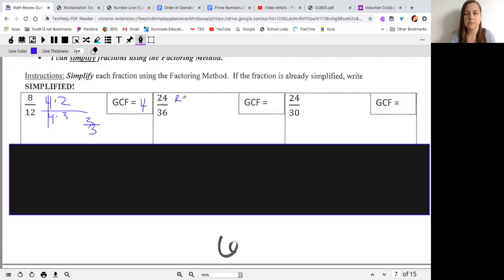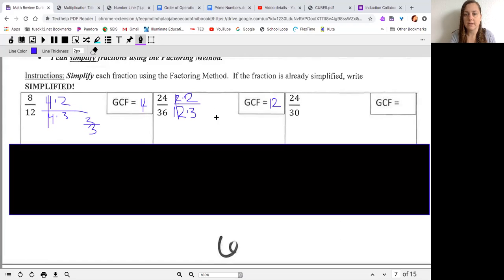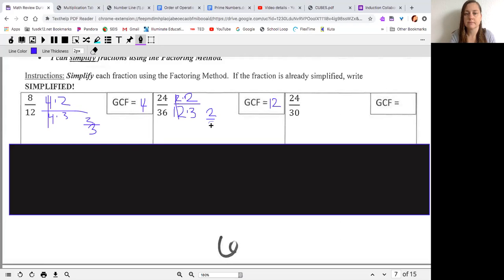12 times 2 is 24. And 12 times 3 is 36. So my GCF, writing 12 over here, and 2 over 3. Do you notice how 8 over 12 and 24 over 36 both can be reduced to the same number? So these are 3 different ways of expressing the same amount.